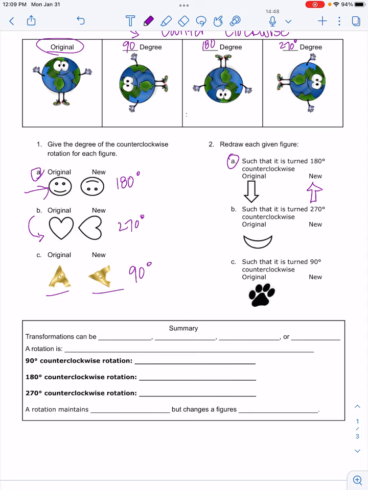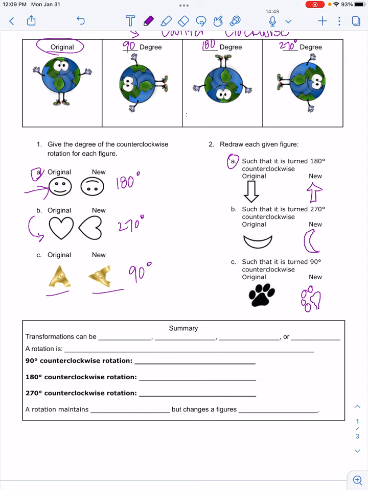And a good way to do this is to get some contact paper or just some see-through paper and draw the original and then rotate it counterclockwise so you can visually see it. That helps me. This moon looking shape will face that way if it's rotated 270 degrees counterclockwise. And then we have this animal print that will maybe look something like that if it's rotated 90 degrees counterclockwise.